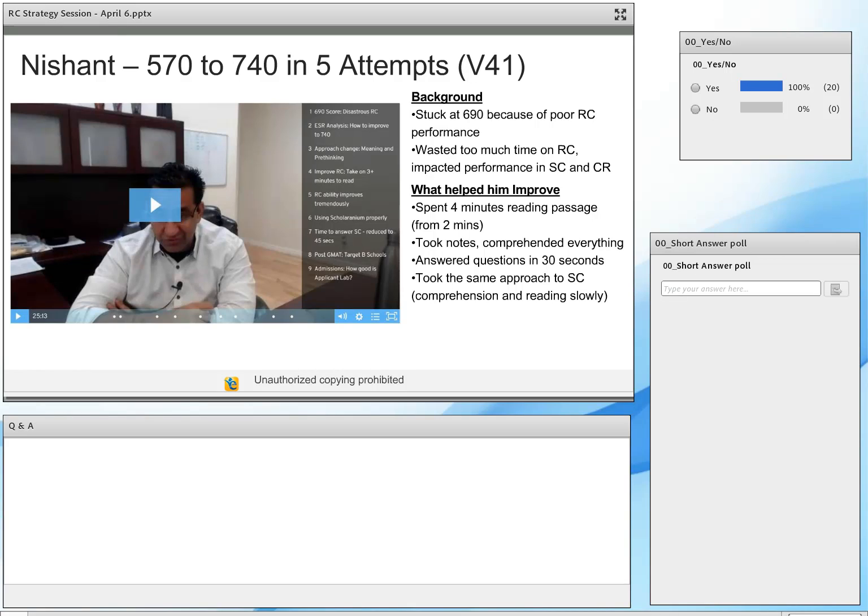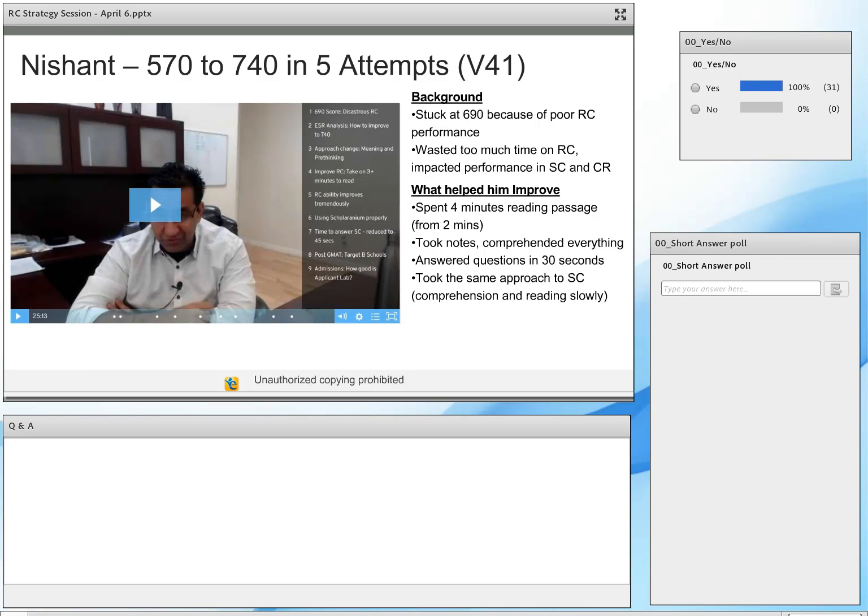We are just redistributing the time. Now, because we are talking about the timing aspect, I'm going to say one more thing. The goal of redistributing the time is going to happen when you have mastered the process. Okay, I'm saying, so Nishant took 4 minutes to read the passage.